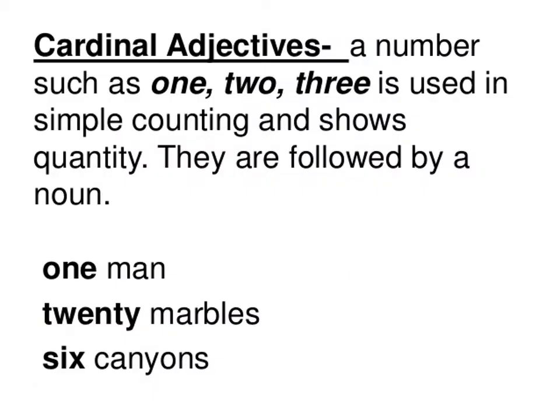Let us learn about these separately. The cardinal adjectives are numbers such as 1, 2, 3, used in simple counting and show quantity. They are followed by a noun. 1 man, 20 marbles, 6 canyons. So basically all the numbers that describe a noun or a pronoun in a sentence are the cardinal adjectives.